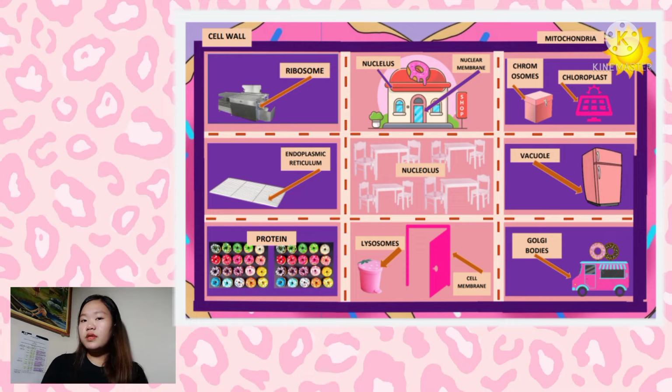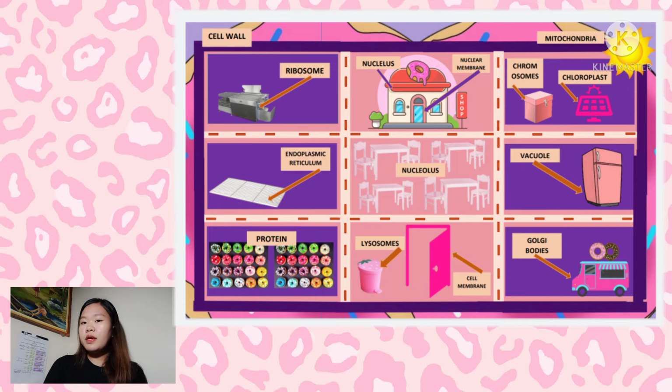The next one is the proteins or the donuts. Proteins are the main function and product of cells, just as donuts are the main export and product of the donut land. The next one is the nucleolus or the table. The donut land dough is kneaded on the table within the kitchen, similar to how the nucleolus is found inside the nucleus. The next one is the cell membrane or the kitchen door.